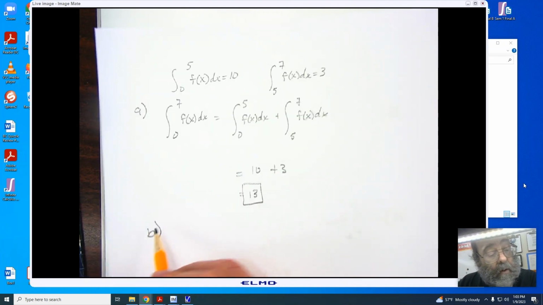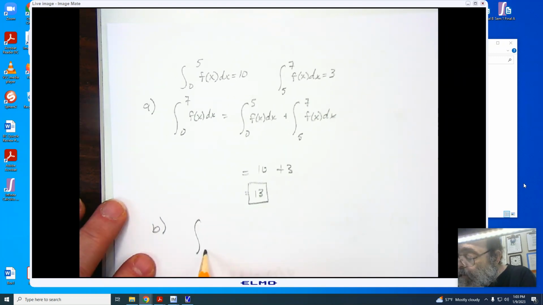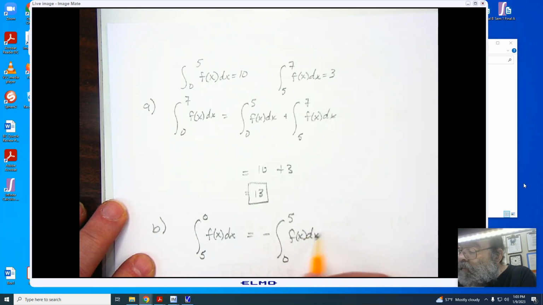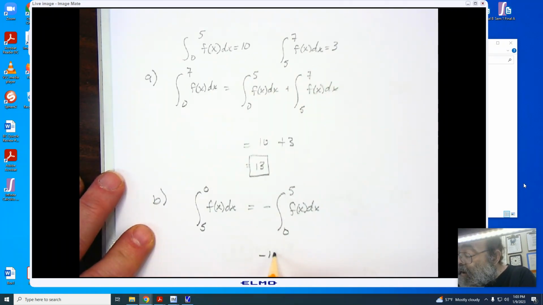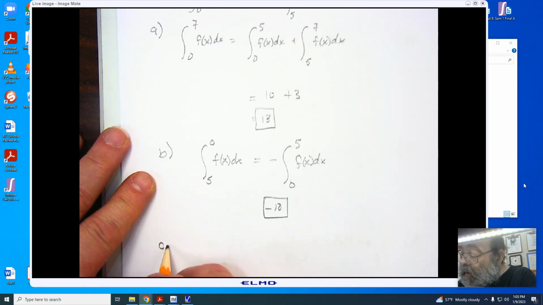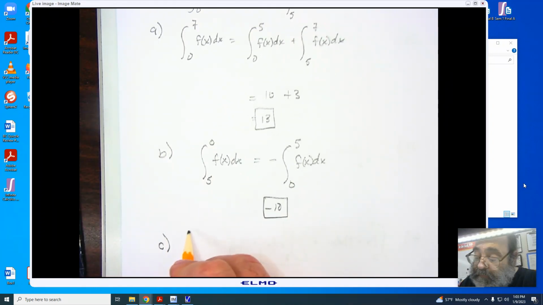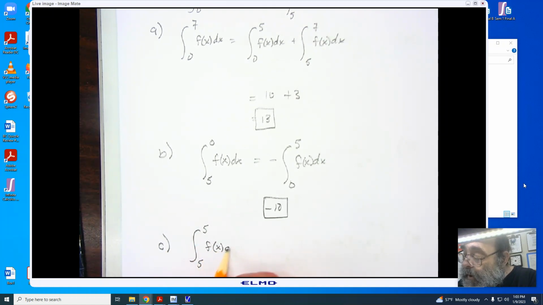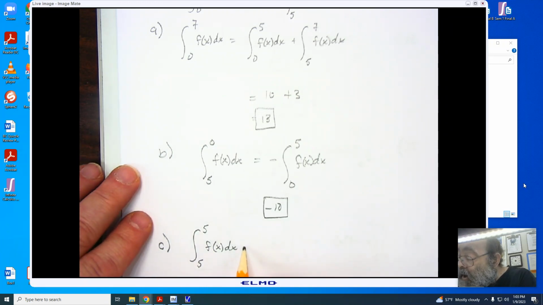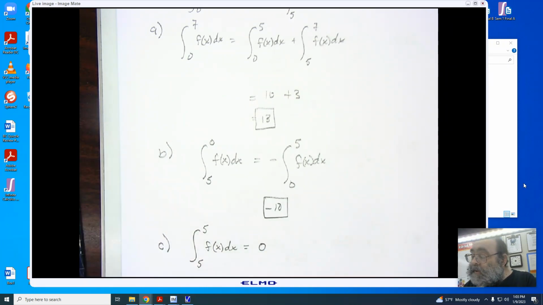Going to B, B is asking me to find 5 to 0 of f of x dx, which, written inappropriately, becomes negative 0 to 5 f of x dx, and by direct substitution, I end up with negative 10. Going to C. C is 5 to 5. Notice there is no change in the value. Since I have no area of integration, I have no area under the curve, and my answer is 0.